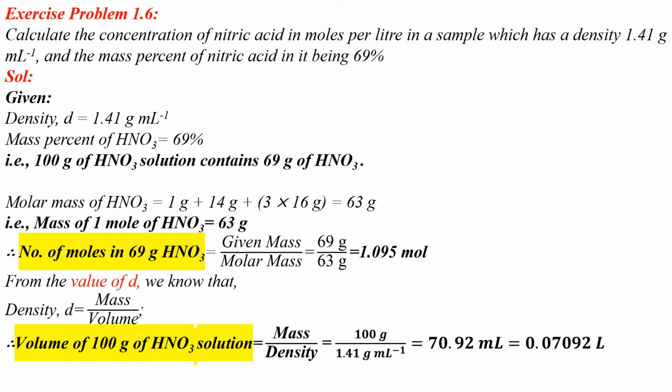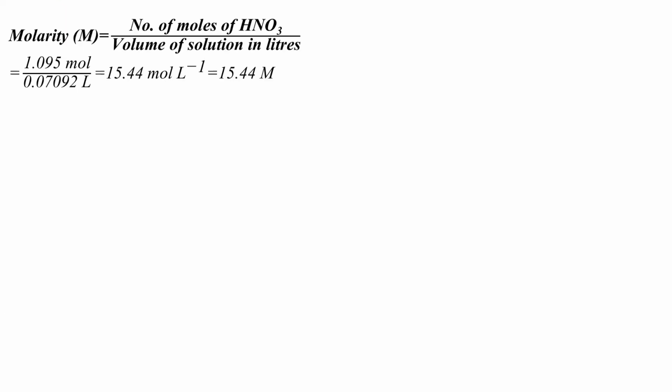So there are 69 grams of nitric acid in 100 grams of solution. This means there are 1.095 moles of nitric acid in 0.07092 liters of the solution. On substituting the number of moles of nitric acid and volume of the solution in liters in the formula of molarity, we get an answer of 15.44 mole per liter. Mole per liter can also be written as capital M, molar. So 15.44 molar is the concentration of solution in which there are 69 grams of nitric acid in 100 grams of the solution, and the density of the solution being 1.41 gram per ml.